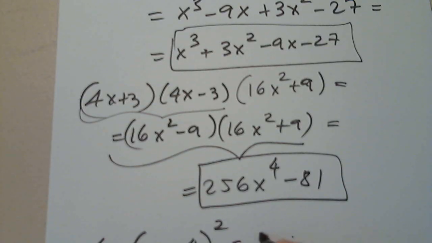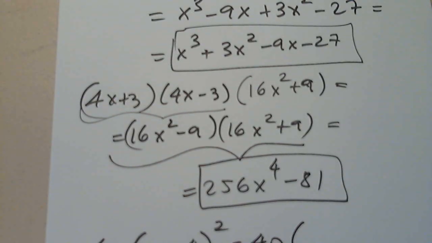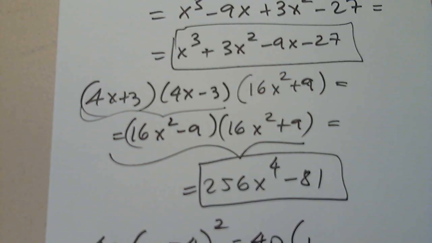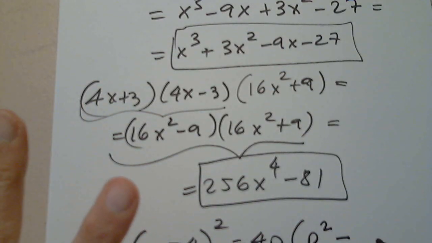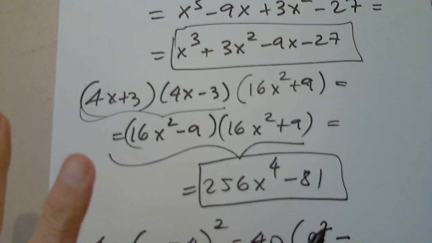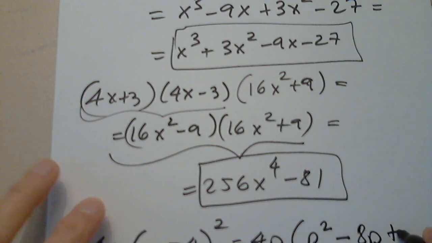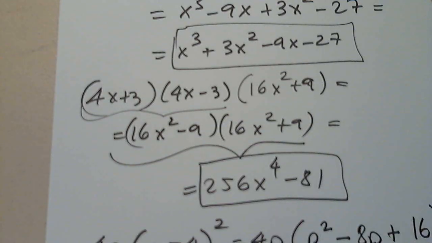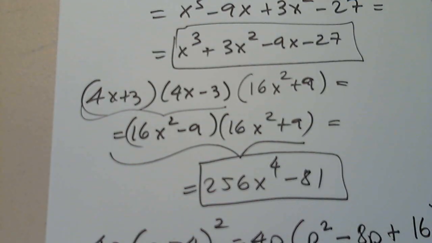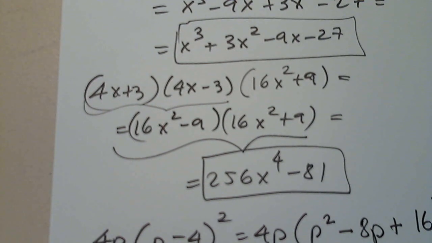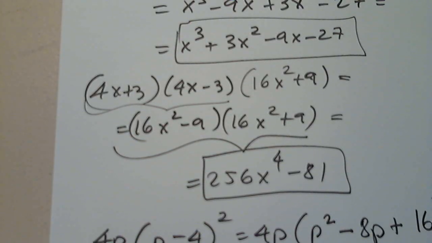So we have 4P outside. First term squared, minus 2 times the first times the second. What is it? Minus 8P. Yes, plus the second term squared, 16. Yes. Only now distribute 4P. And you get 4P to the third, minus 32P squared, and plus 64P.